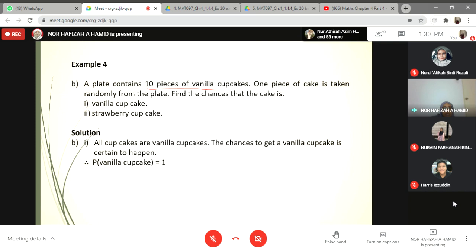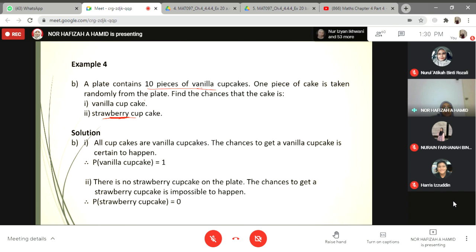Or dia nak probability yang strawberry cupcake. So ini consider as impossible. Sebab dia semua cupcakes tu vanilla, so tak mungkin you dapat strawberry cupcake. So probability you get for strawberry cupcake is 0. So yang ni kategori dia is impossible to happen.